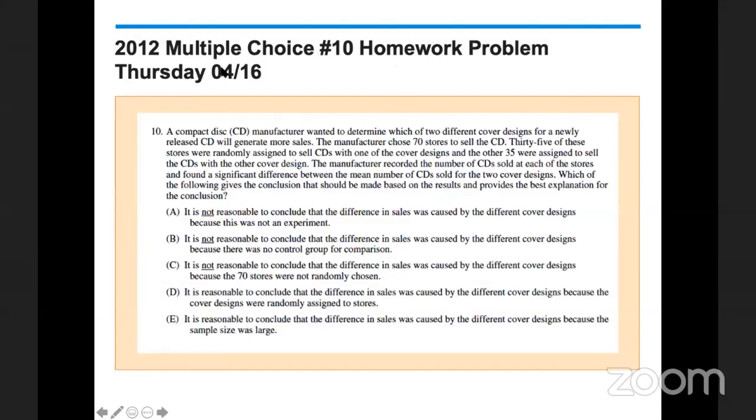So here's your homework for tonight from the 2012 multiple choice. Luke will go over that tomorrow. I think it's related to experimental design. I think tomorrow he's doing FRQ Friday, so free response Friday. I did one a couple weeks ago.